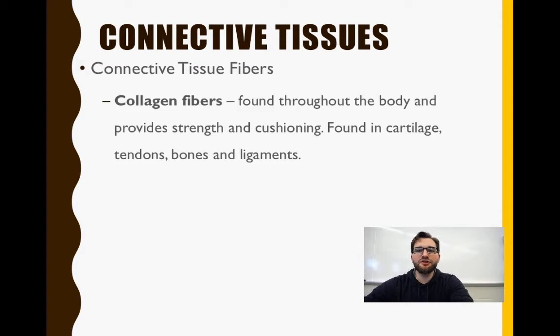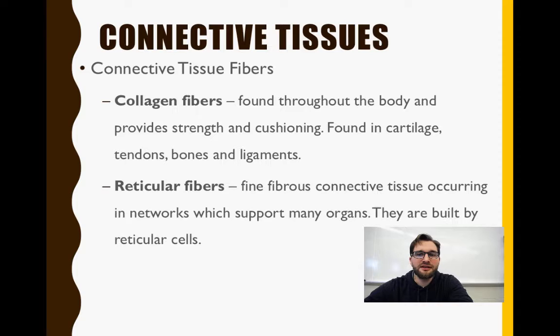Looking at connective tissue fibers, there are three types of fibers we're going to talk about. Collagen fibers is the first one. These are found throughout the body. They provide strength and cushioning. They're found in cartilage, tendons, bones, and ligaments.